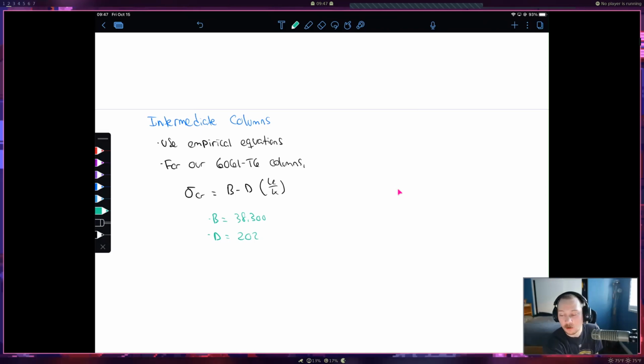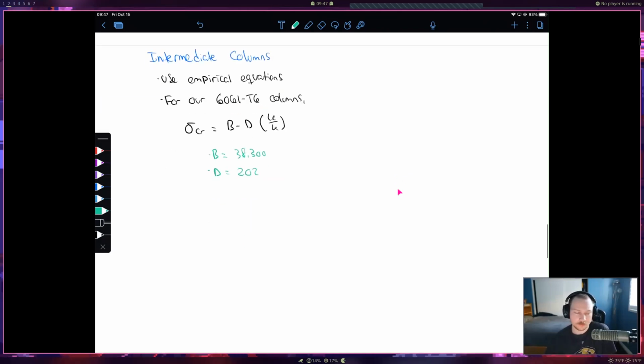So now we have a way to find the critical stress for short, intermediate, and long columns of every single end support type. So now we're good. Now we can actually make a graph, and our graph is going to be the critical stress versus the slenderness ratio.